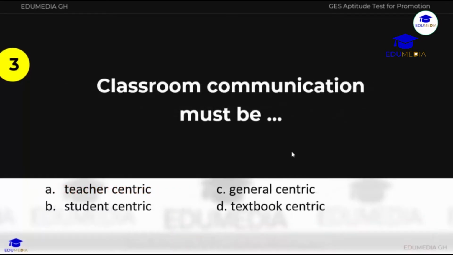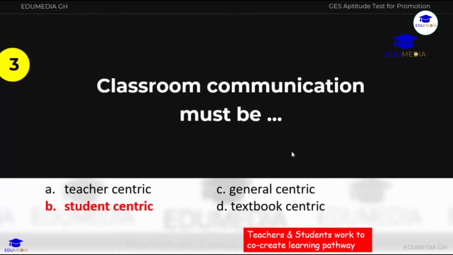Question number 3. Classroom communication must be A. Teacher-centric, B. Student-centric, C. General-centric, and D. Textbook-centric. The correct answer here is B. Student-centric. Student-centric communication means teachers and students work collaboratively to co-create a learning plan or pathway that best suits the needs of each individual learner. The student-centric communication is personalized, conversational, and convenient.